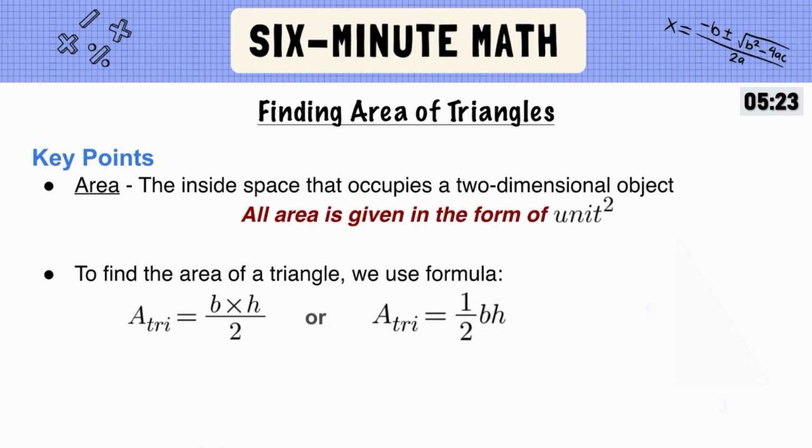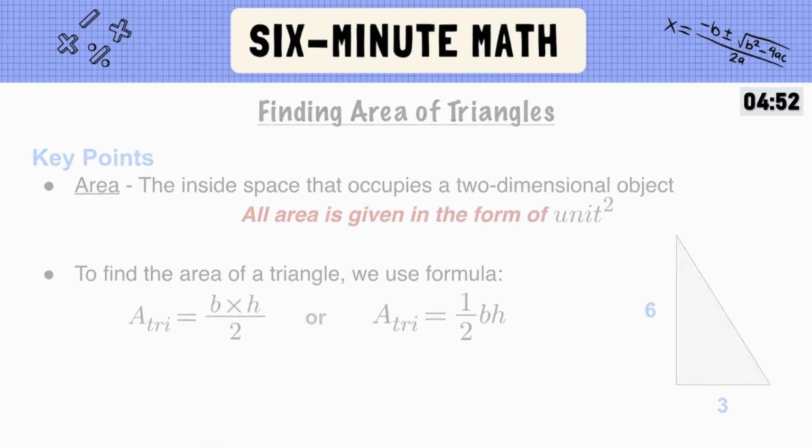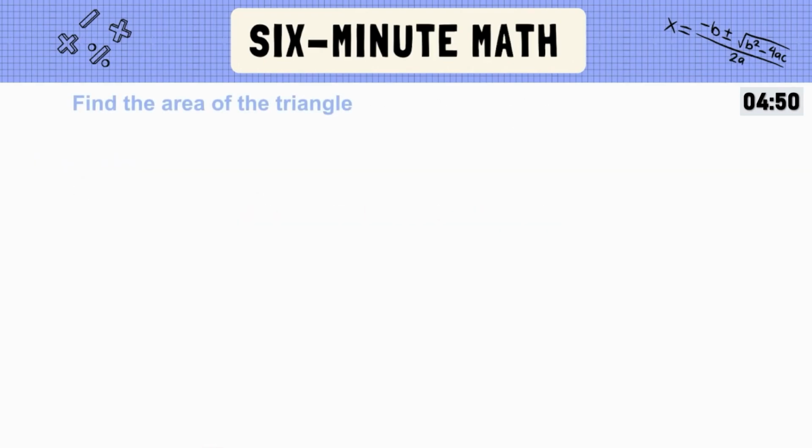What we need to know about triangles is that any triangle is half of a rectangle. I've given you an example of a right angle triangle. And if I were to make that a rectangle, you can see that it is exactly half. So when we are finding the area of a triangle, we are finding the area of a rectangle, base times height, and dividing it by 2 to get that triangle. So let's put that into some examples.